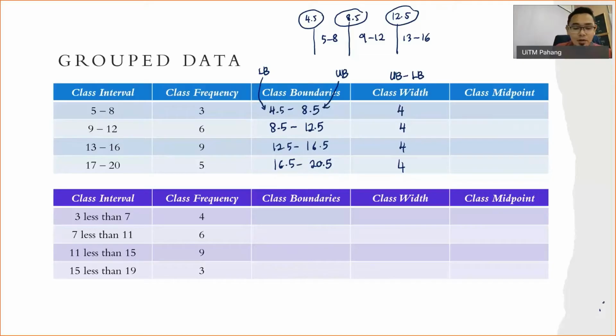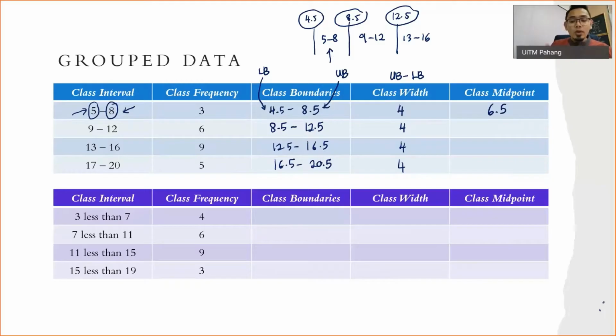So what about the midpoint? You can calculate the midpoint by adding the class limits, the lower limit and the upper limit, and then dividing by 2. For example, in this case, you have 5 plus 8, which is 13. 13 divided by 2 is 6.5. Meaning the midpoint, the data in the middle of this class, is 6.5.